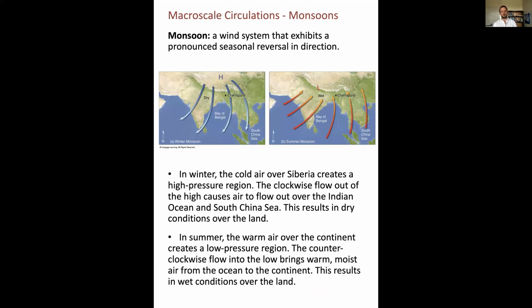Okay, so let's move on one category higher and look at macro scale circulations. Macro scale circulations, remember, are large scale circulations that exist days to weeks and are 1,000 kilometers or larger. So one really important macro scale circulation is a monsoon. Let's look at a video first.